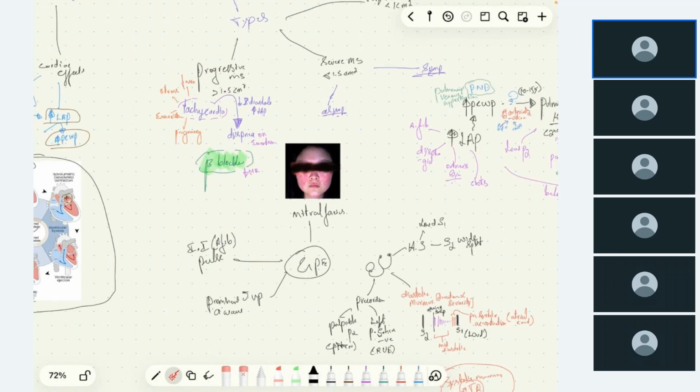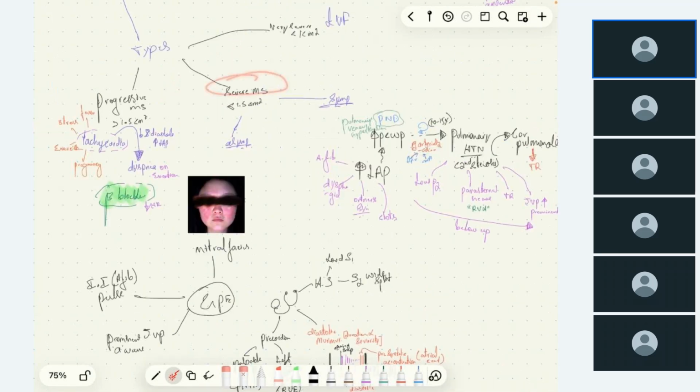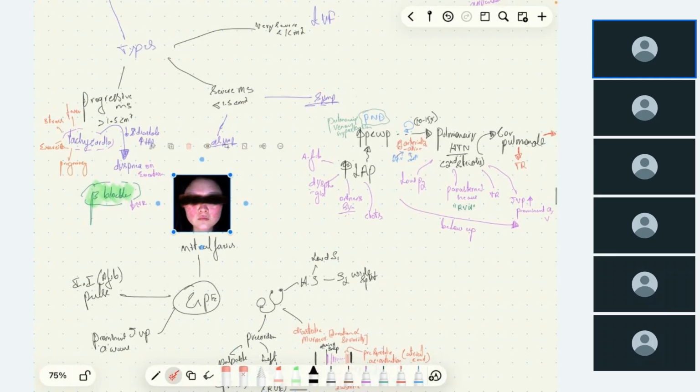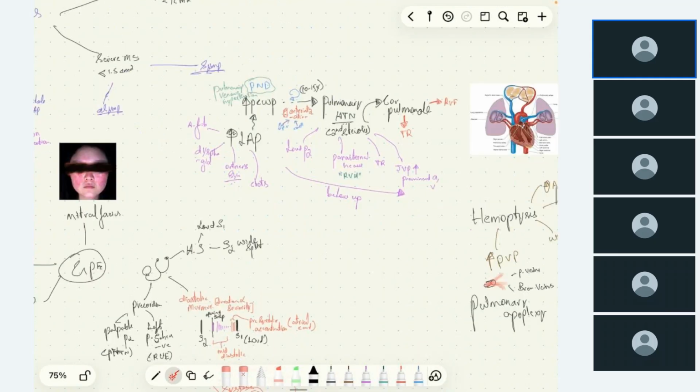What happens in case of severe MS? In severe mitral stenosis, the mitral valve area is less than 1.5 centimeters square. The disease is progressing, guys. From progressive to very severe, the disease is progressing. Some patients are asymptomatic and some are symptomatic. What is the pathophysiology and manifestation that we see in severe MS?